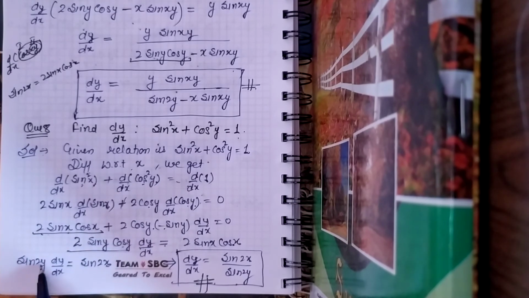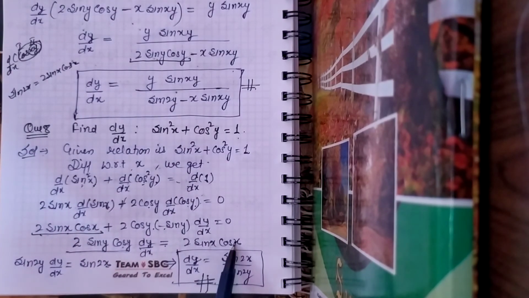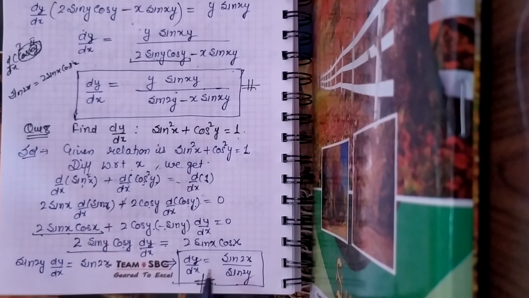2 sin y cos y changes to sin 2y and 2 sin x cos x changes to sin 2x. So dy by dx is equal to sin 2x by sin 2y.